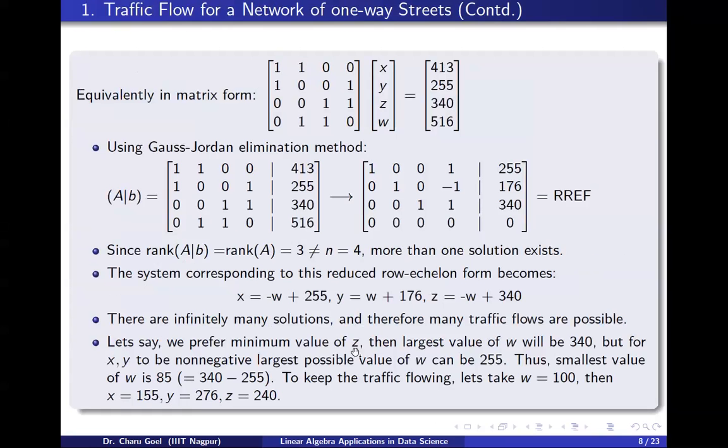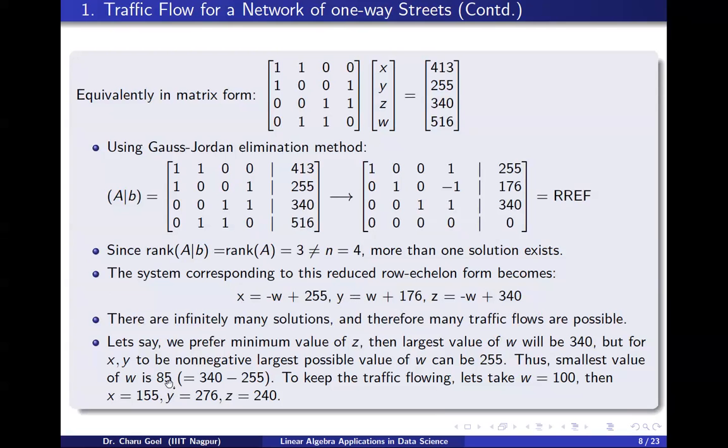So for minimum value of Z, the largest value of W will be 340. But we also want X and Y to be positive, because number of vehicles per hour cannot be negative. So for X and Y to be non-negative, the largest value of W can be 255. So for this equation, the largest value can be 340. For these two equations, the largest value can be 255. So let us take the smallest value of W, which will be the difference of the two, that is 85.